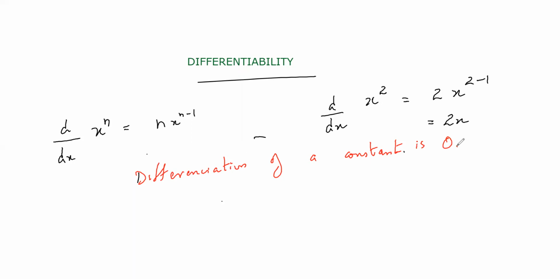Correct? Differentiation of a constant is 0. Okay. Fine. I think you know it. So if you ask me what is a constant, numbers: 1, 2, 3, 4, as well as something like pi. Is everyone familiar with this formula?